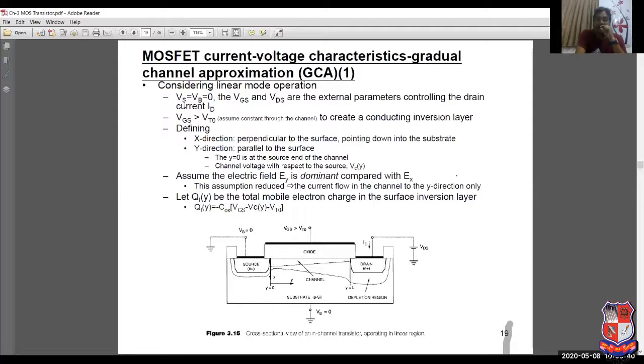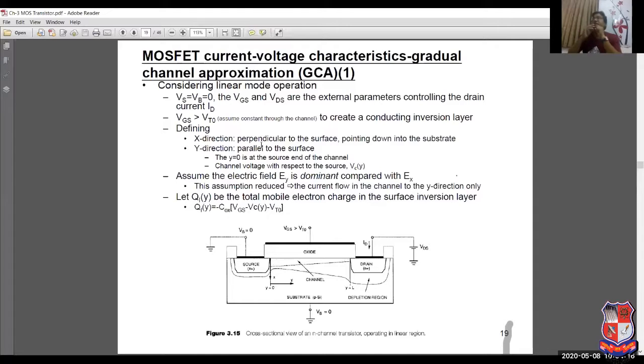The second thing is we are keeping VS equal to VB equal to 0. So VGS and VDS are the external parameters controlling the ID. We are neglecting the effect of the substrate right now, so VSB is equal to 0. The current will be controlled only by VGS and VDS. Another thing is we will make VGS greater than VT0. As we make VGS greater than VT0, the channel is created, and now the only controlling parameter is VDS. So if you increase VDS, what will happen to the current? That's what we need to evaluate.